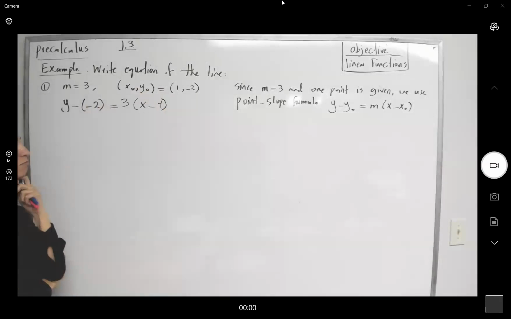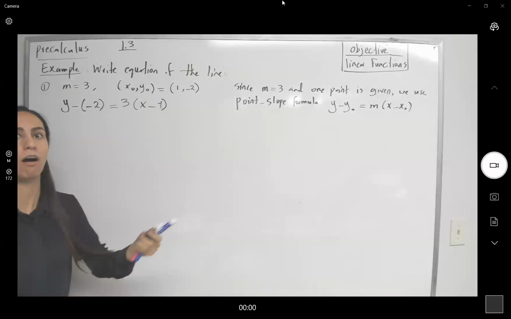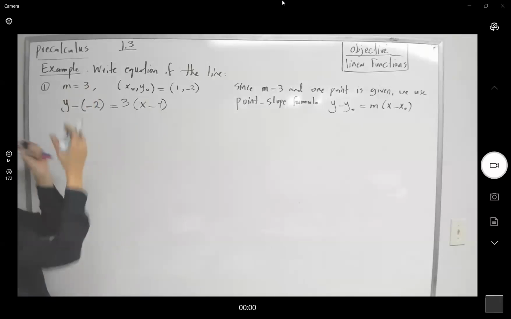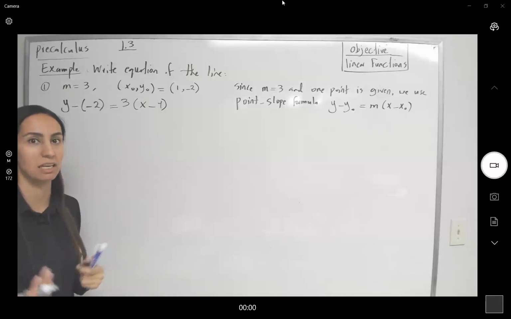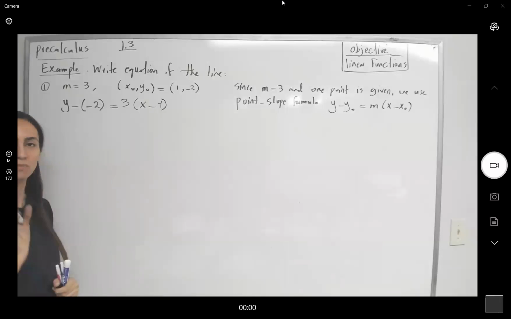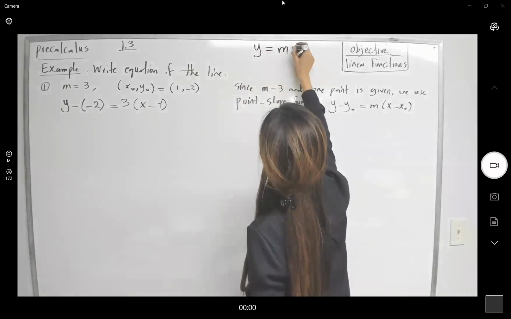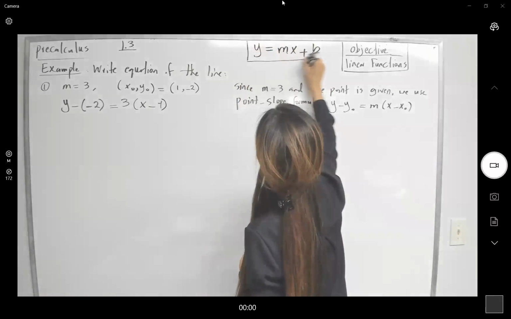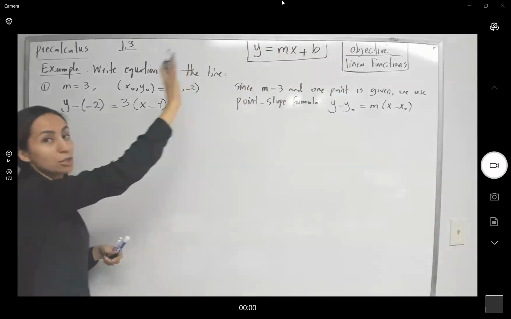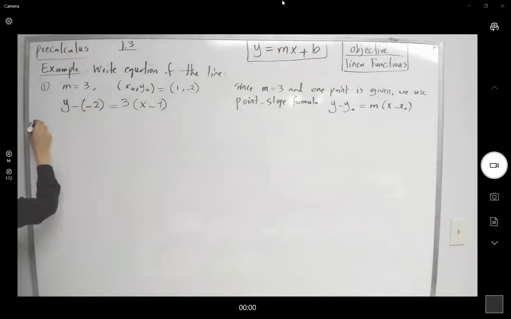Okay, should I simplify this? Of course, you cannot leave an equation like this and say that, hey, I have equation of the line. It must be in this form. Y equals mx plus b. This is our goal. We want to isolate y on one side. Okay, simplify.